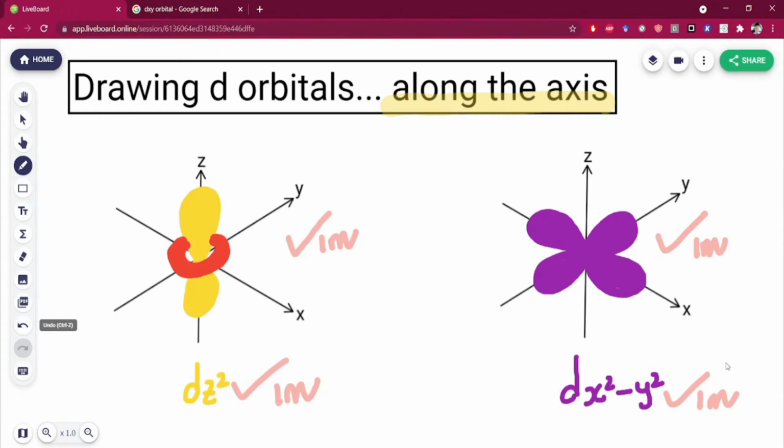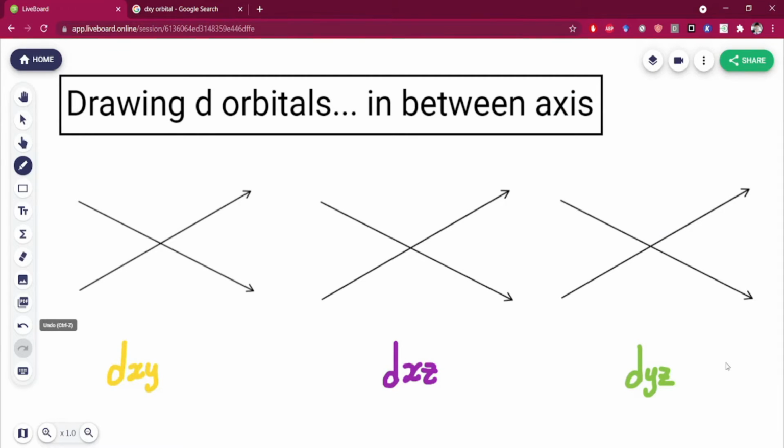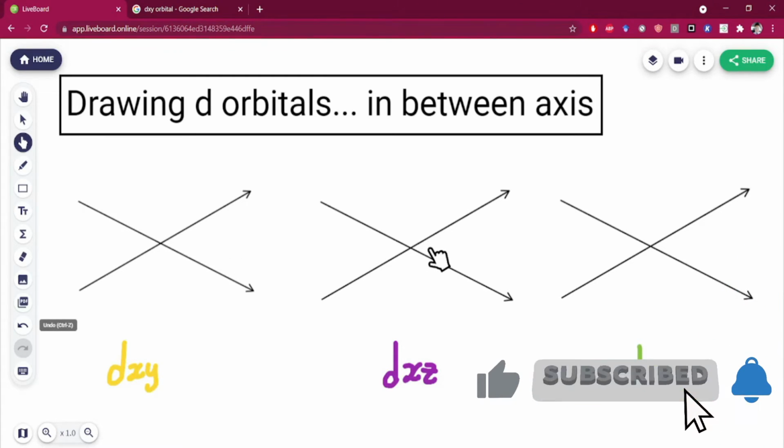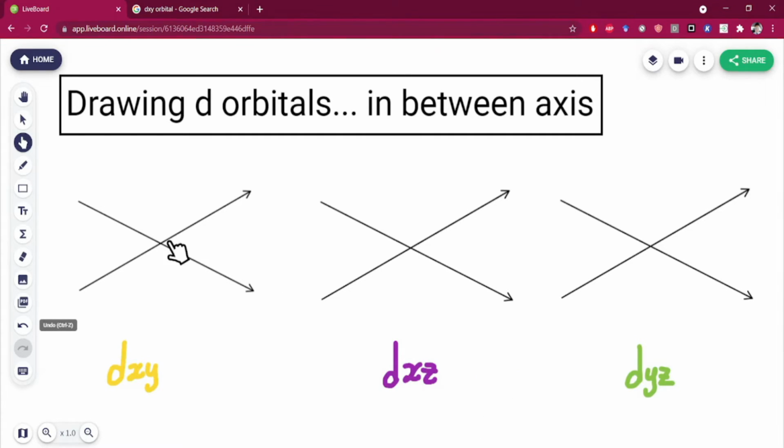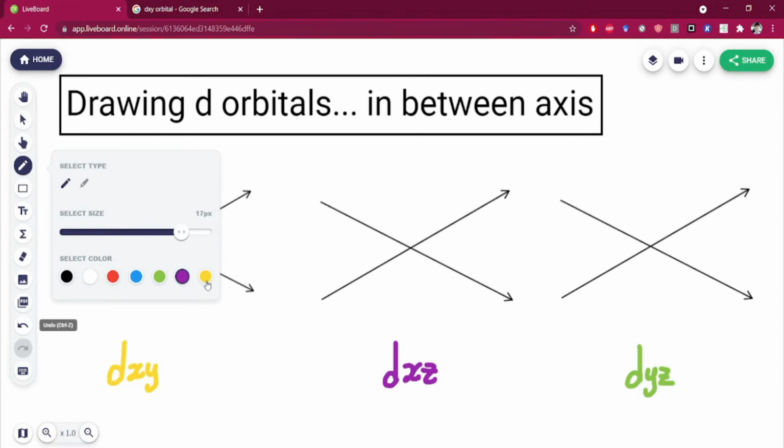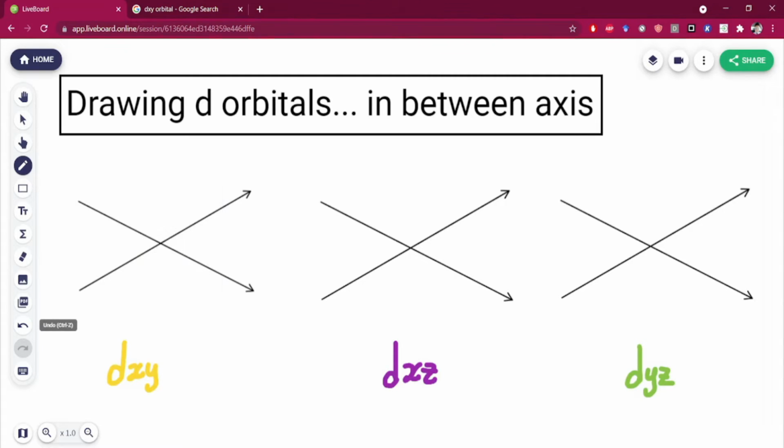Now, what about those in between axes? For this one, it is advisable for you to start with these two axes first. You start with this, for example, for dxy. Since you have in between x and y, you're going to write x and y. Then you should draw the lobes in between those axes, like this.